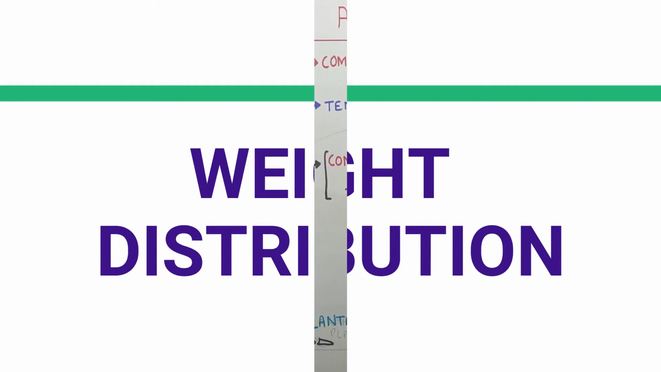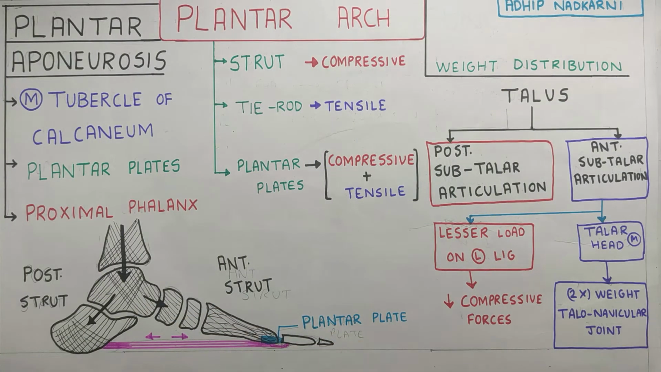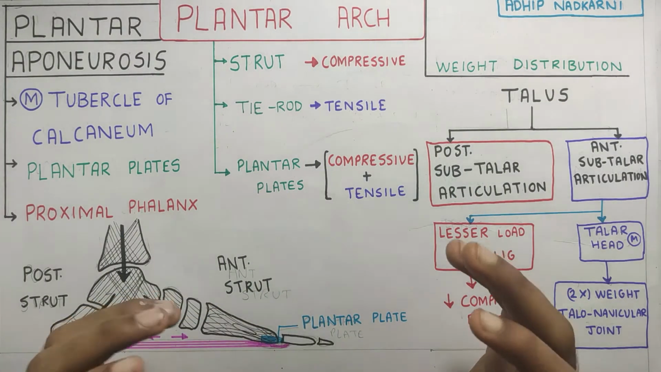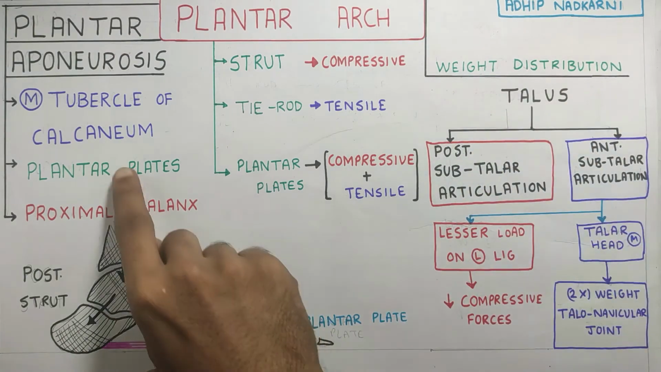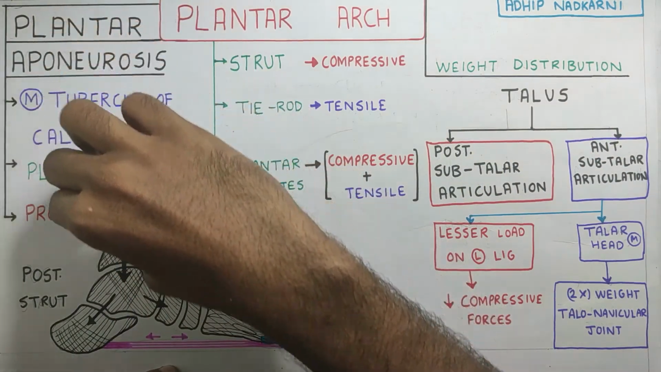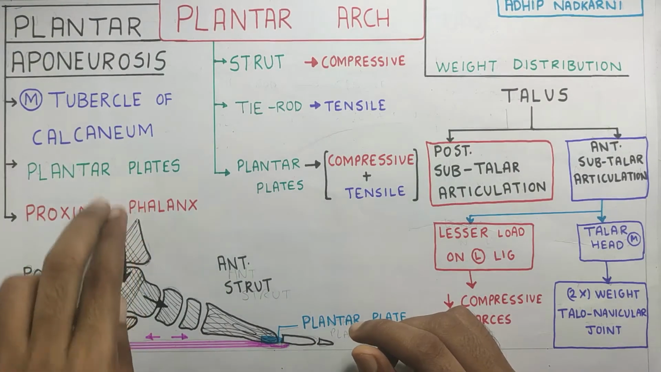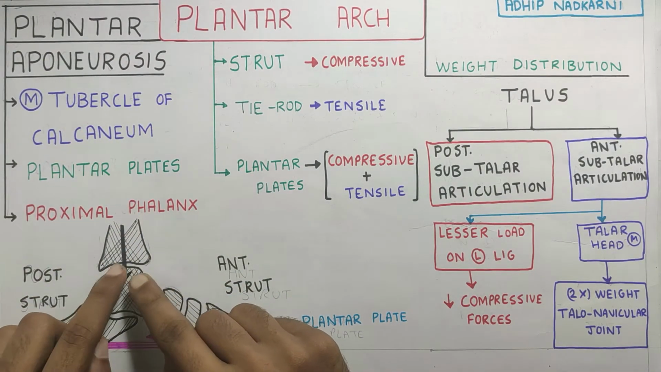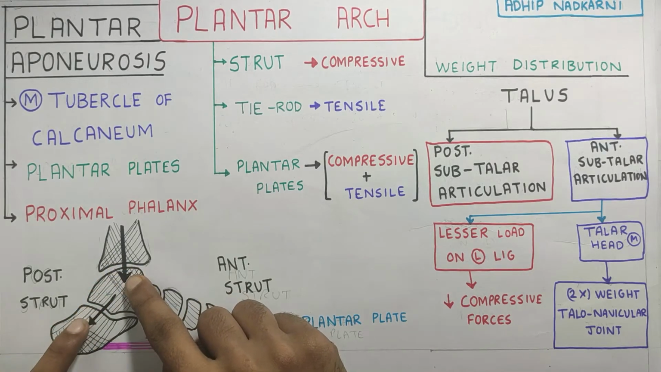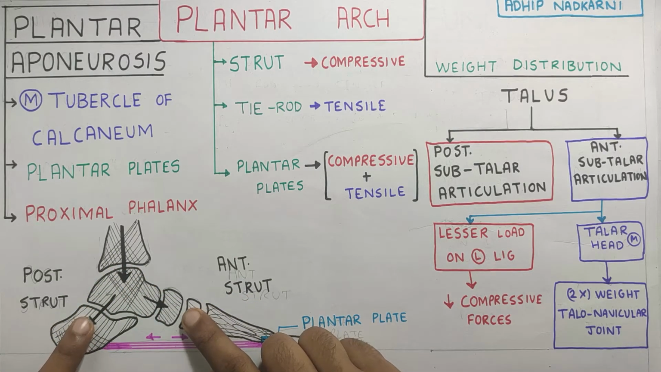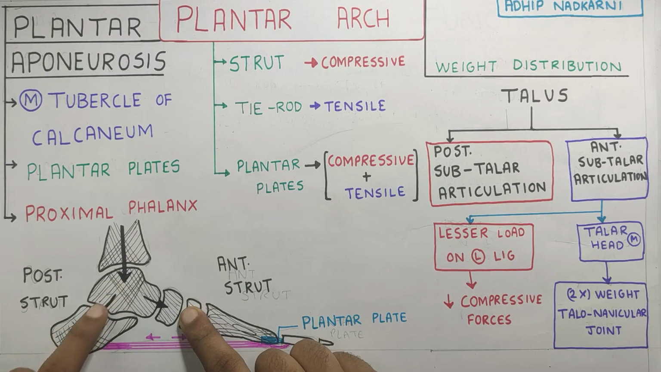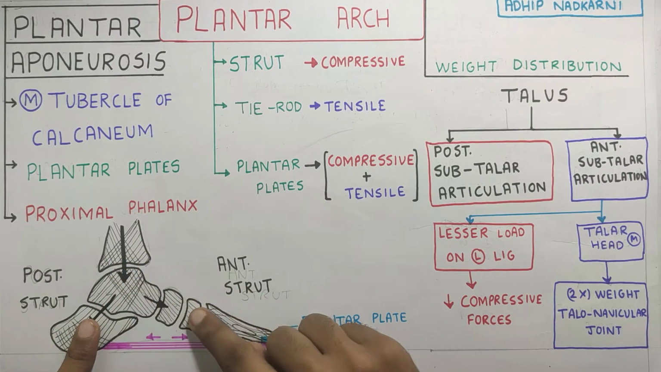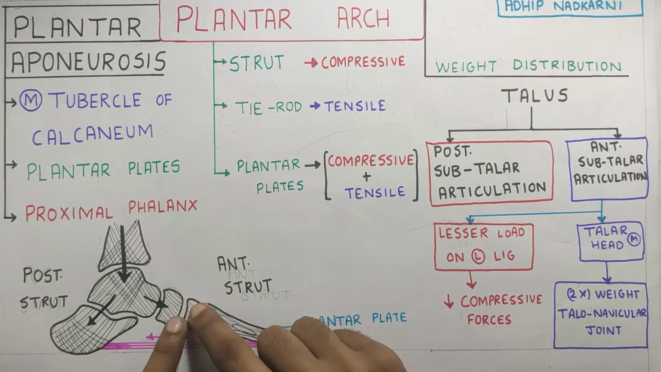Now let's go on to the weight distribution, how the weight is distributed in the foot. Now this is going to be very simple and we'll finish it quickly. The weight distribution comes from the talus, that is your body weight is being transferred from the tibia downward and the talus takes all the weight, right? So from here the weight is distributed posteriorly and anteriorly. Posterior will take 50% of the weight, whereas the anterior part will take another 50% of the weight.